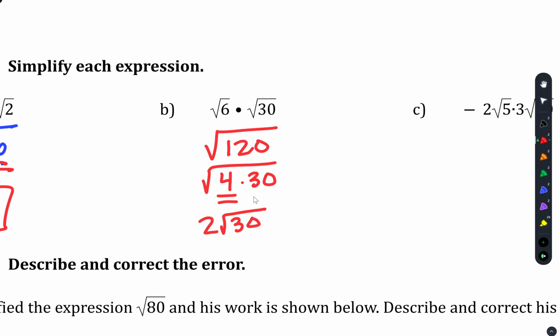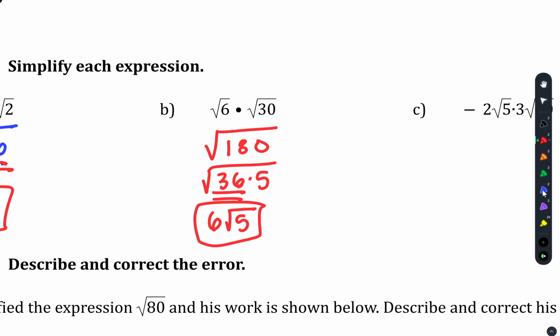Oh, sorry, not 4 times 30. This is 180. Sorry, I'm trying to do mental math here. 180 divided by 9. 180 divided by, I'm using my big numbers now, divided by 36. Yes, 36 times 5 here. 36 times 5, 36 is my perfect square. 6 goes to the outside, and a 5 remains on the inside. Sorry about that one.